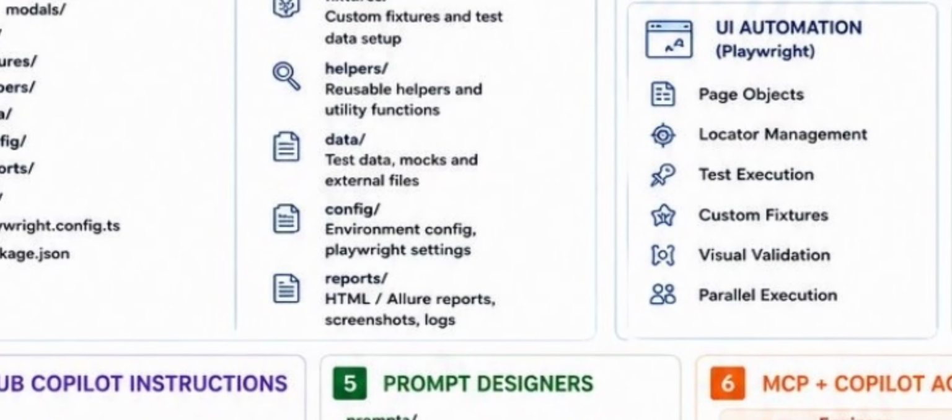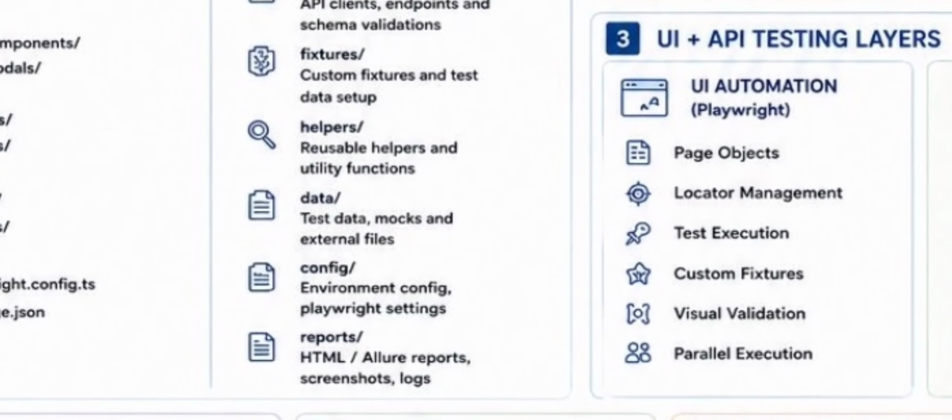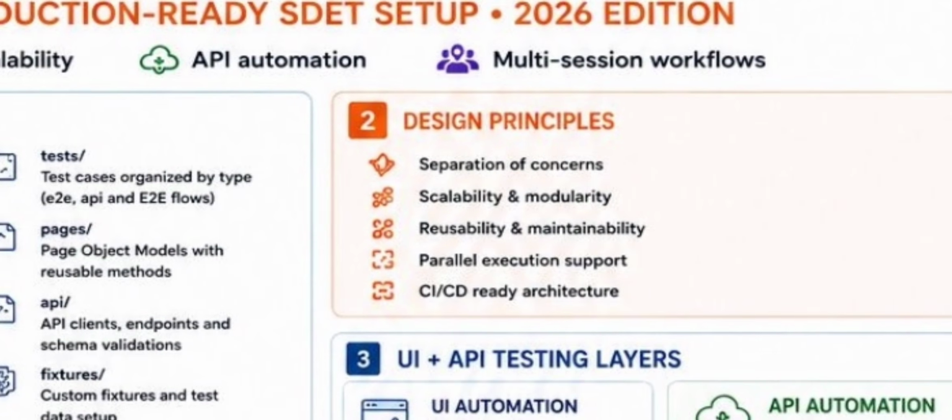So when we execute, all the logs, HTML or Allure reports, screenshots, or whatever it may be with respect to the result, everything will get stored in the reports folder. So this is the main core folder structure and components.